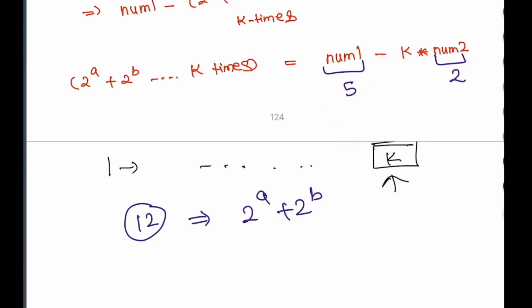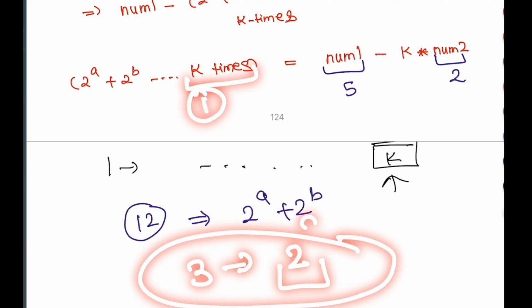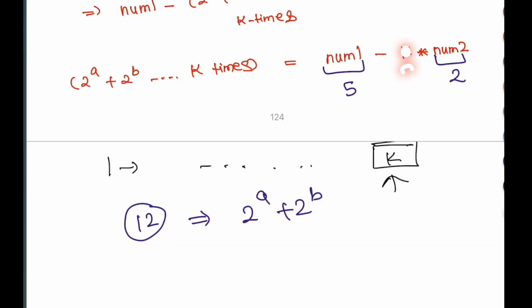Now can you represent the value of 3 in just one particular number, because we have to perform the operation 1 time, right? The value of k is 1. Can you represent the value of 3 as 2^a? No, right? 3 cannot be a power of 2. So let us try with k equal to 2, right?